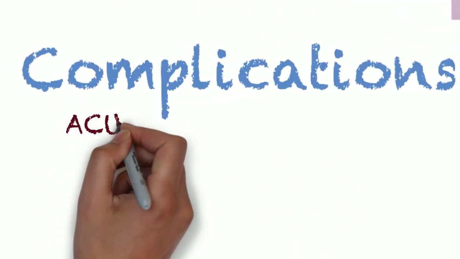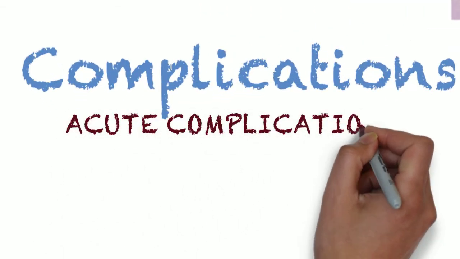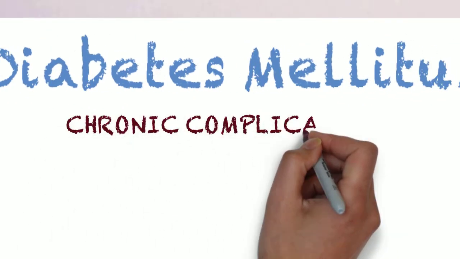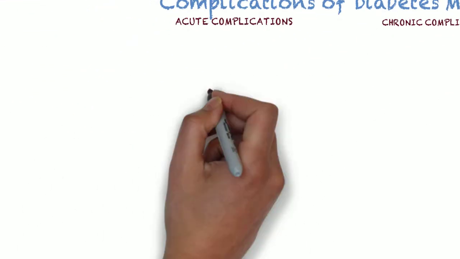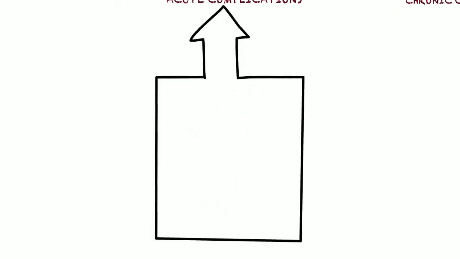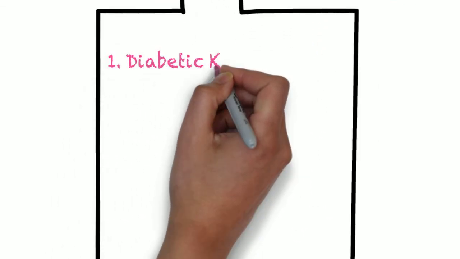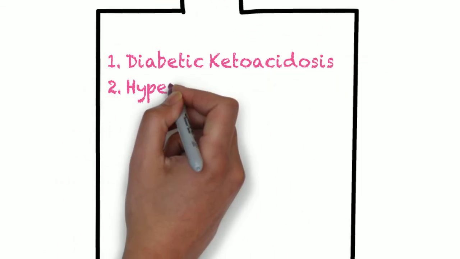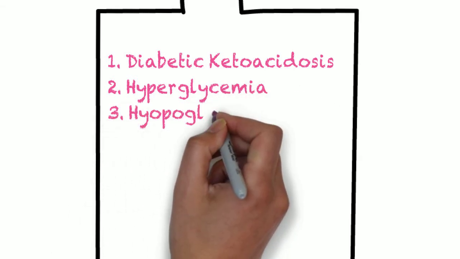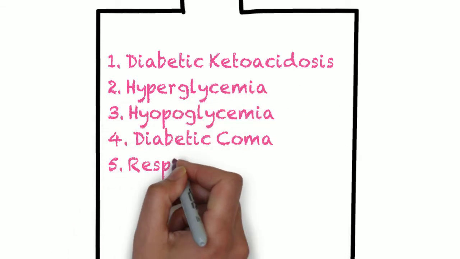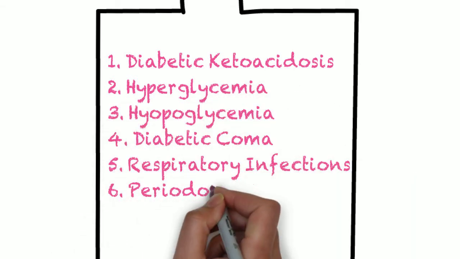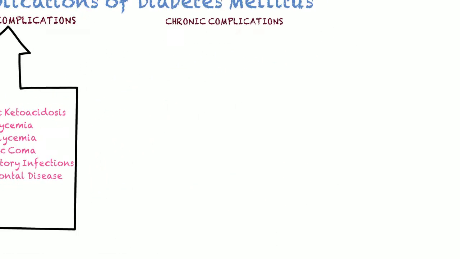Going on to the complications of diabetes mellitus, they can be categorized as acute complications as well as chronic complications. The acute complications include diabetic ketoacidosis, hyperglycemia, hypoglycemia, diabetic coma, respiratory infections, and periodontal disease.